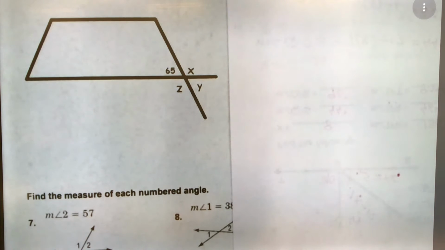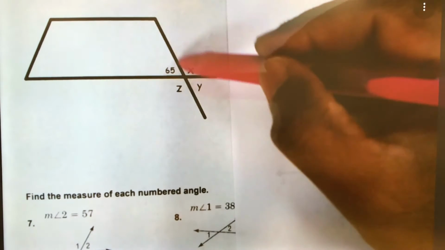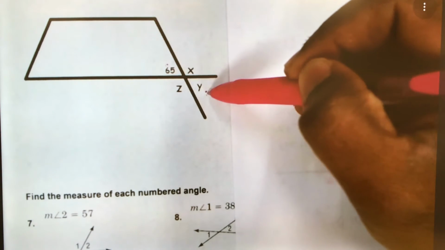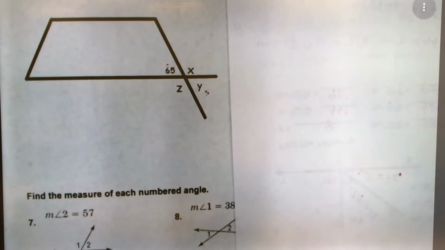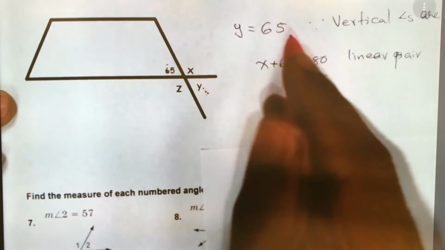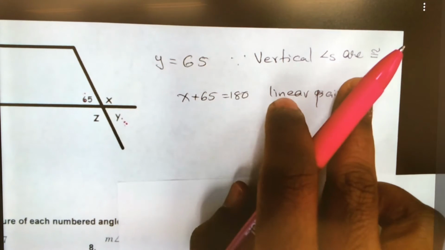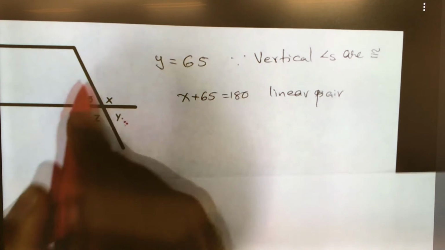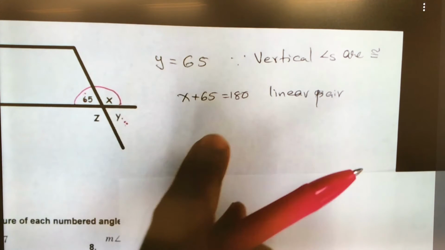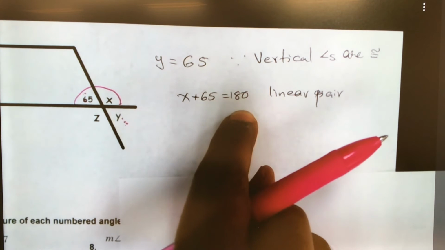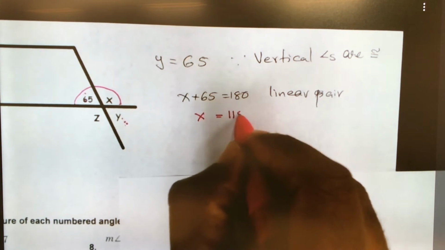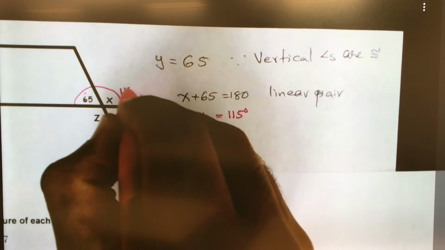So there are two lines crossing each other, and 65 and x are on the opposite side, so they are vertical angles, so y is also equal to 65 degrees. So I can write angle y is equal to 65 because they are vertical angles, so they are congruent. If I consider 65 and x, they are linear pairs, so they add up to 180. So to figure out the x, subtract 65 from 180, so you get x is equal to 115 degrees. So x is 115 degrees.